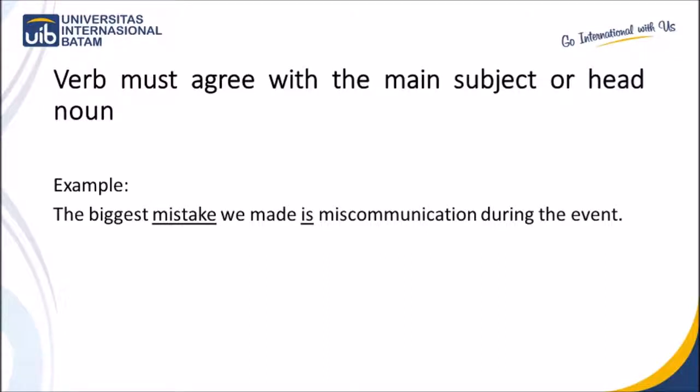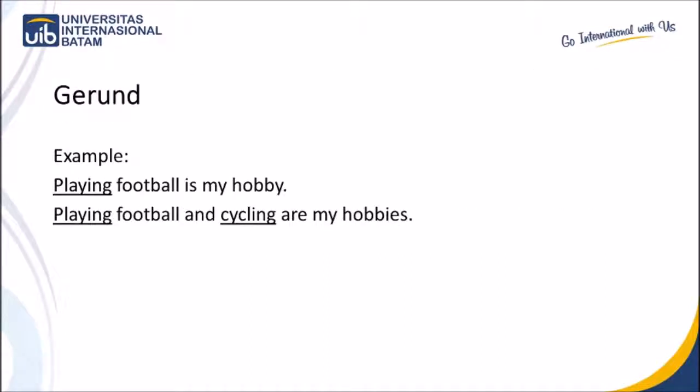And then gerund. A gerund is a verb with the ing form that functions as a noun, and it can be a subject or object in a sentence. For example, playing football is my hobby. We use is because playing football is one singular noun. And the next sentence, playing football and cycling are my hobbies. There are two subjects in the sentence, playing football and cycling. Therefore, we use are in the sentence. And that's all for the explanation about errors in subject-verb agreement.